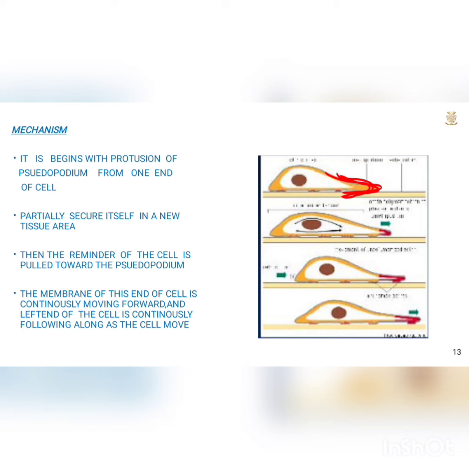Partial content of the cell is moved forward into the protrusion of the pseudopodium. Attachment happens and stability occurs. The entire cell content is moved towards the pseudopodium. The membrane at the front end of the cell is continuously moving forward, and the rear end of the cell is continuously following along as the cell moves.